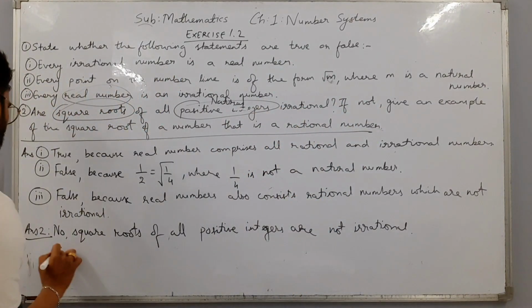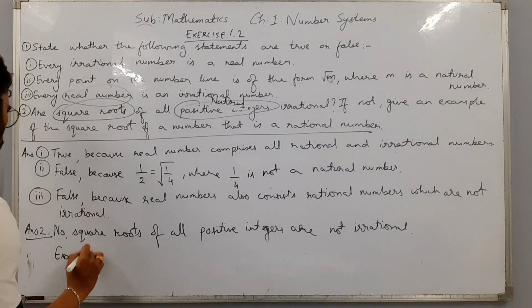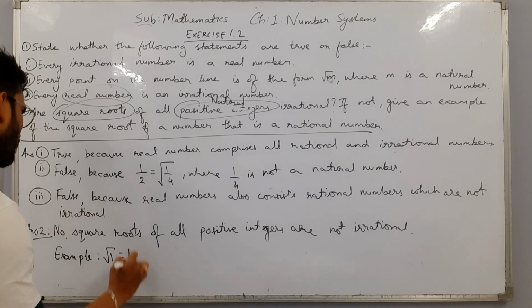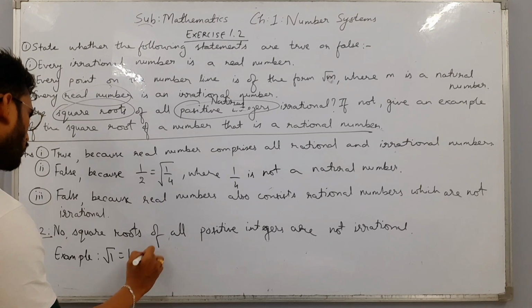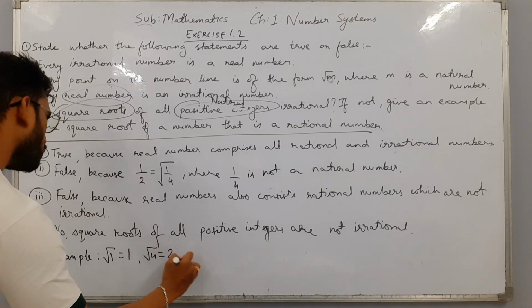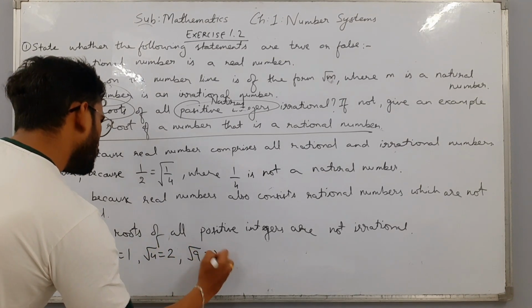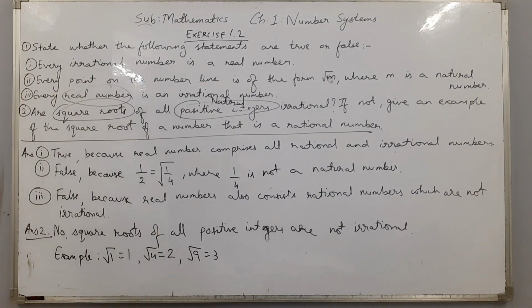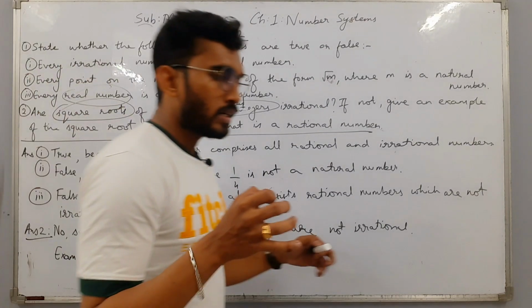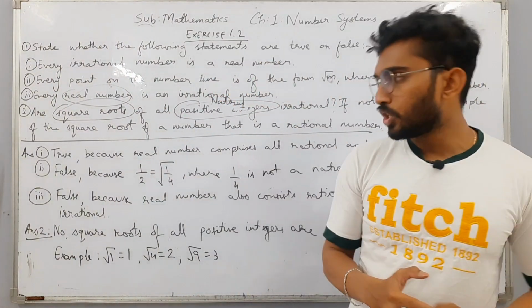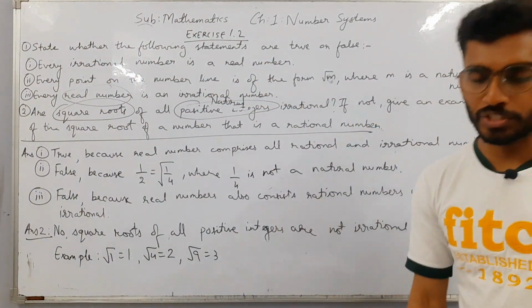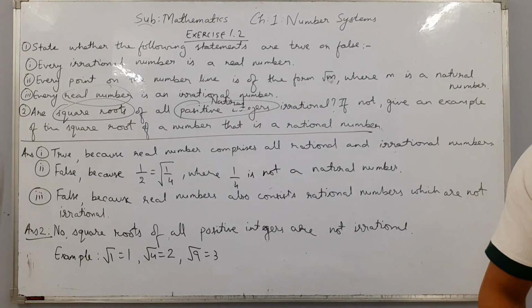So the example we will give is root 1, let's say 1, root 4 equals 2, root 9 is equal to 3. All these are examples in which we have taken the square root of positive integers and which are not irrational. Okay, so moving to question number 3 now.